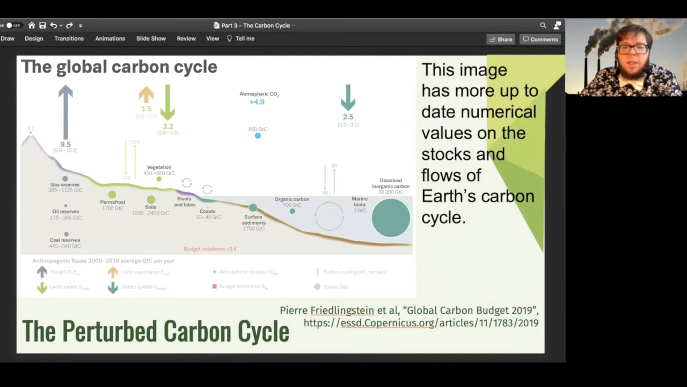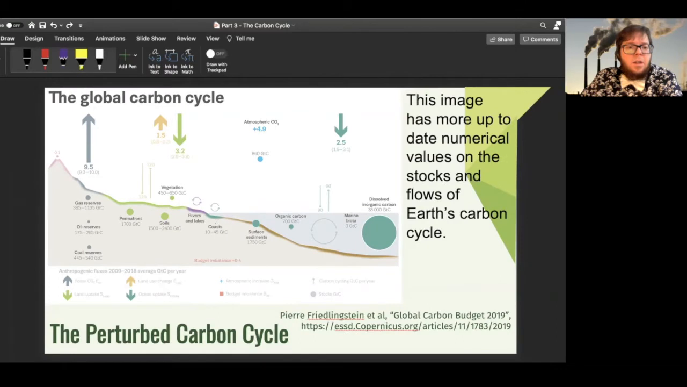Right? So these are slightly more up to date. Atmospheric carbon is increasing. And take a look at this.